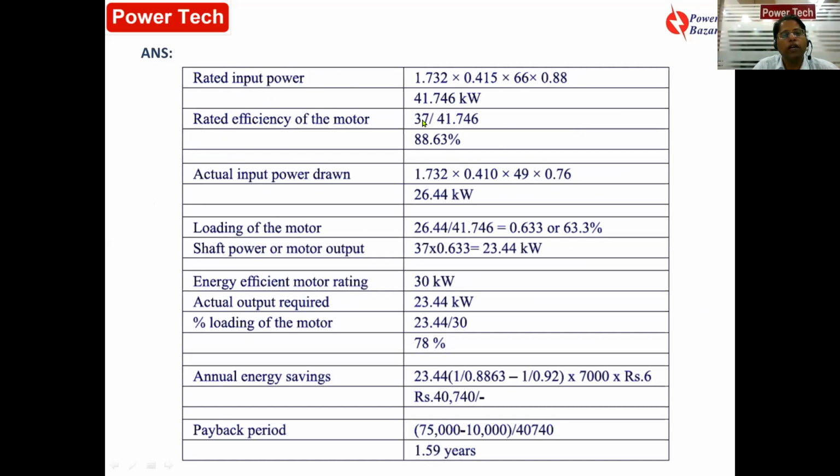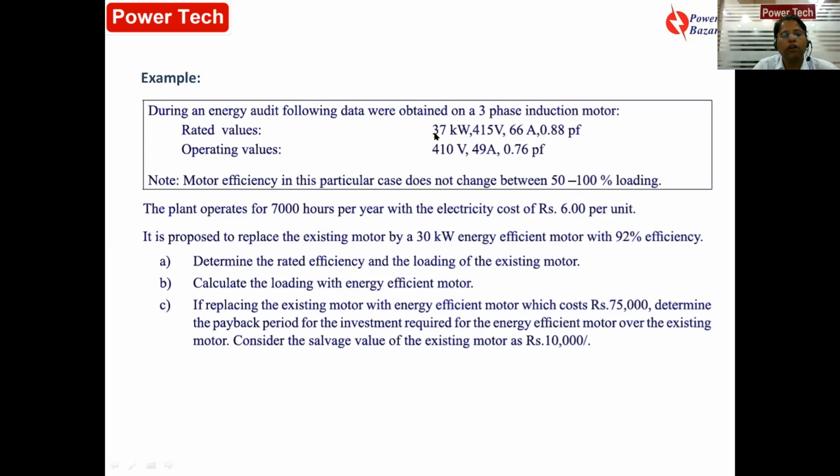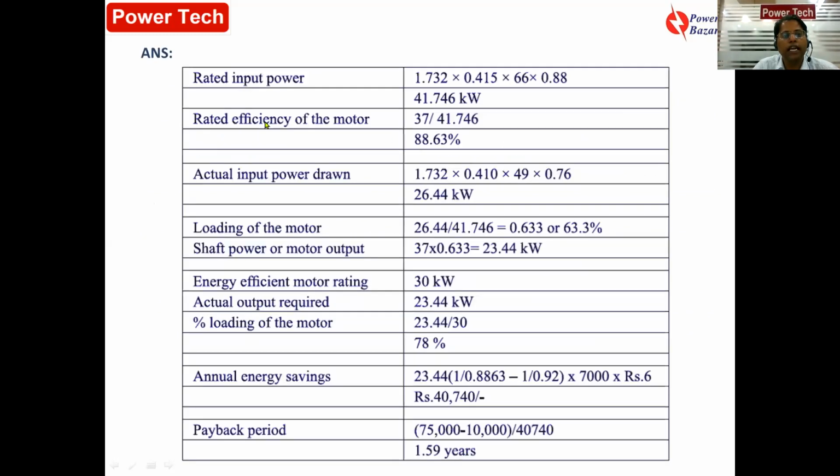Rated output power divided by rated input power. Rated output power is 37 kilowatt. So the rated efficiency of the motor is 88.63%. That means its efficiency is not a good efficiency. Almost 12% losses are there. 88.63% efficiency.